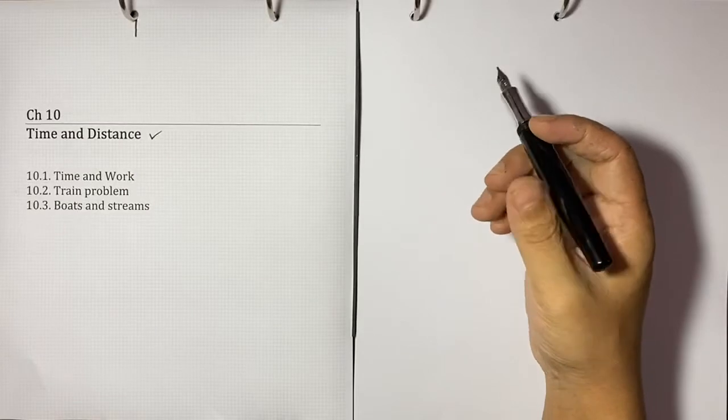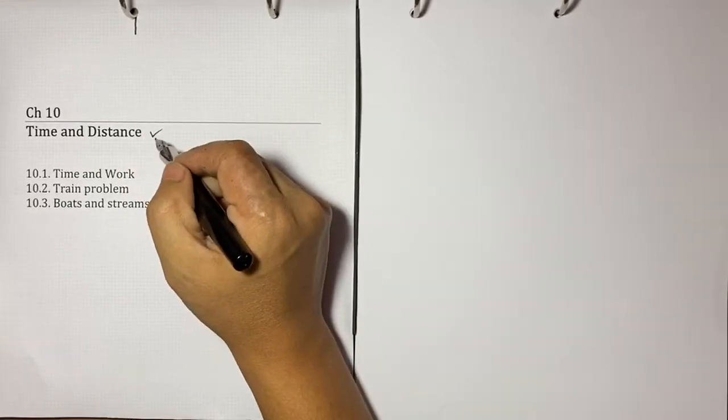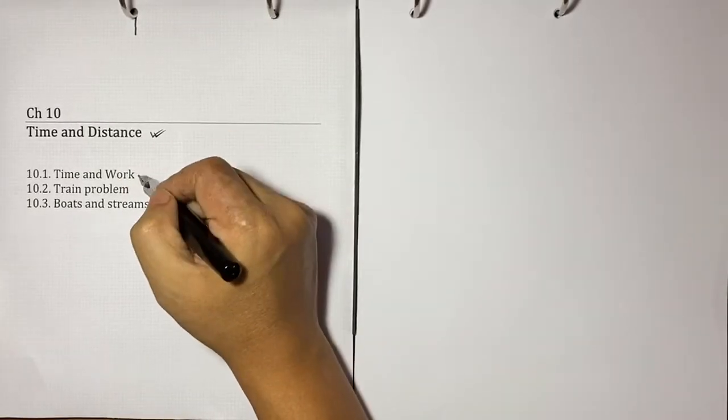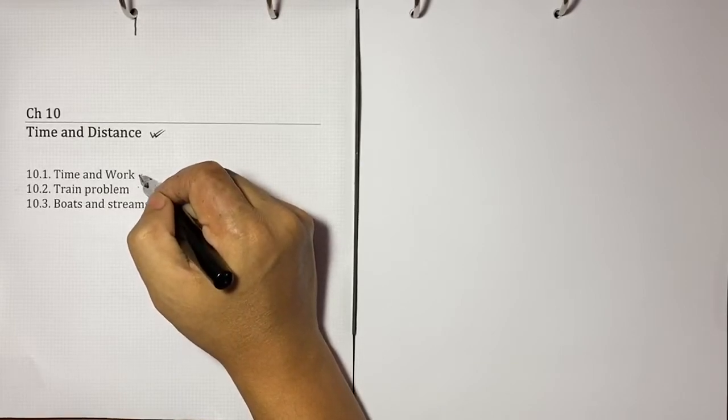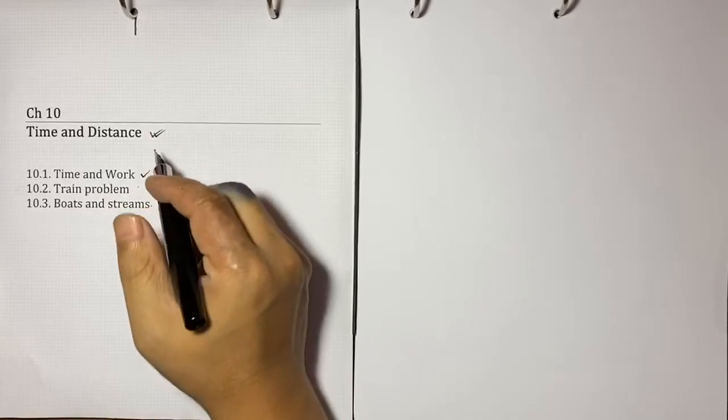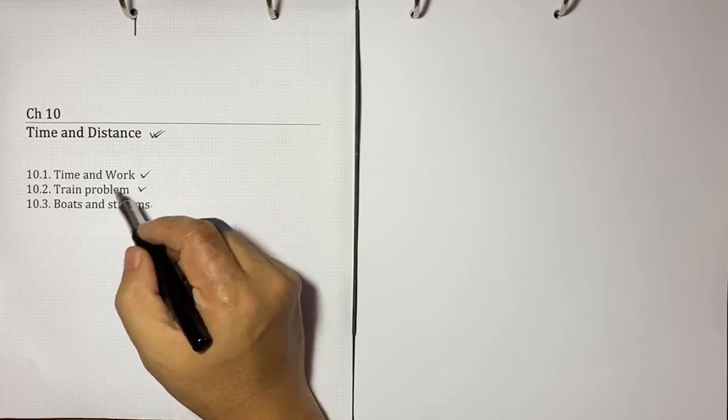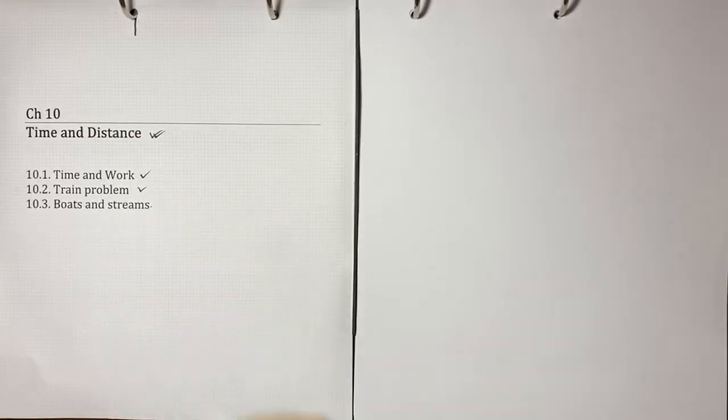Welcome to Concepts. Chapter 10, Time and Distance. Section number 1: Time and Work, General Problems. Section number 2: Special Case, Train Problems. Section number 3: Boats and Streams.